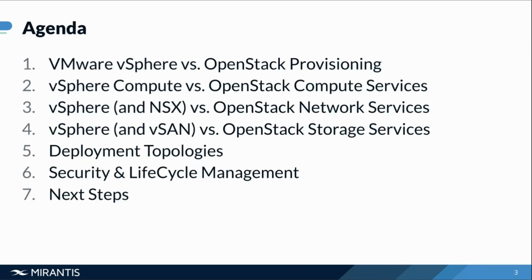Let's see that. What we have planned for you today is to look at the various capabilities of both platforms. We want to understand how we are going to provision the cluster and services for VMware and for OpenStack. We also want to compare the compute services, network services, and storage services. We'll talk a little bit about the deployment topologies and the various options we have for active-active or active-passive. Security and lifecycle is also very, very key. And then we'll talk at the end on the next steps.